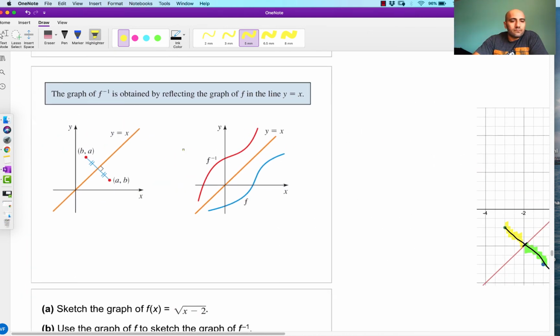So for every point (a, b), there will always be a point (b, a), right? Just kind of flipping around the a and the b, and so this pattern will exist. There will be a mirror image across the line y equals x. And so as we continue to do that, we will see that the graph of f and the graph of f inverse will be a mirror image about the line y equals x. It will mirror each other.